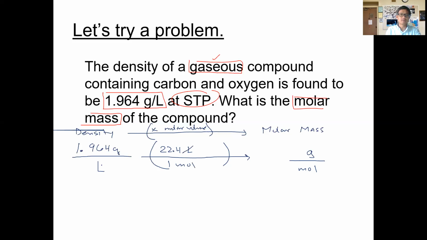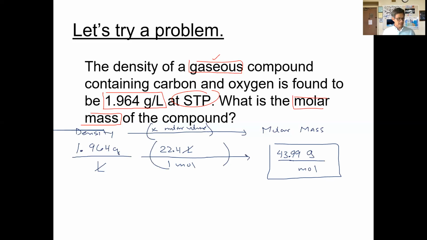Why do we do it that way? The unit liter cancels out, and grams is still in the numerator. Now we've introduced the unit mole into the denominator. The dimensional analysis is done, and we can multiply this through. We end up with our answer as 43.99 grams per mole. And that, folks, is our final answer.